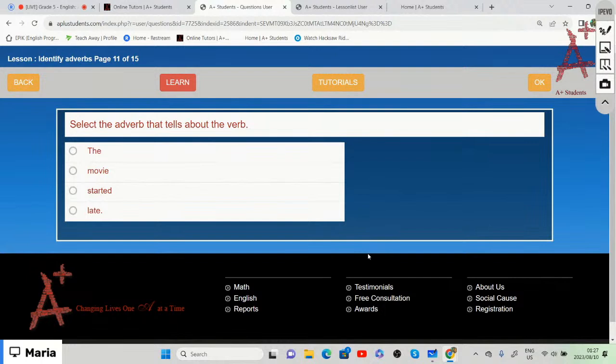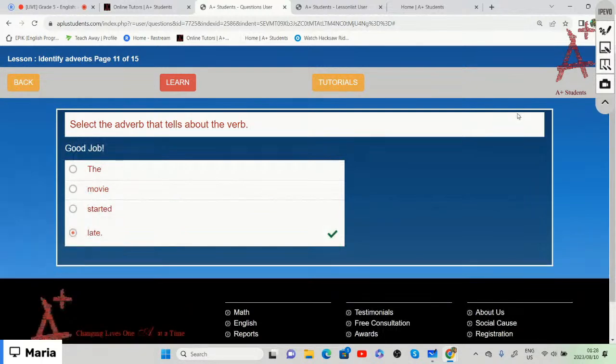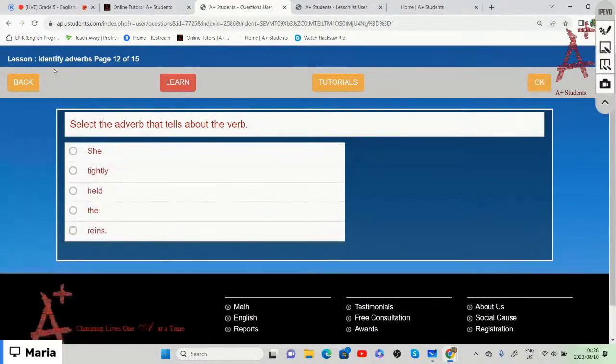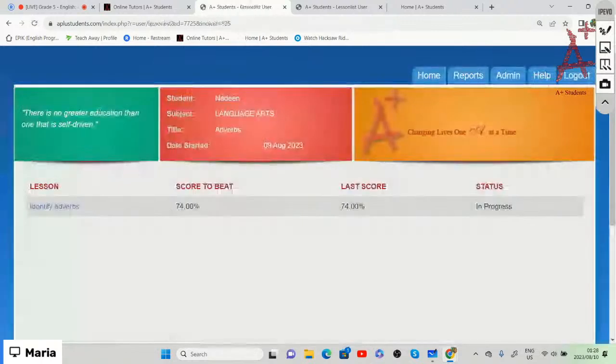The movie started late. We need to select the adverb that tells us about the verb, which is started. So when did the movie start? We need to select our adverb that tells us when the movie started. And we can say the movie started late. So late is our adverb that tells us about the verb.